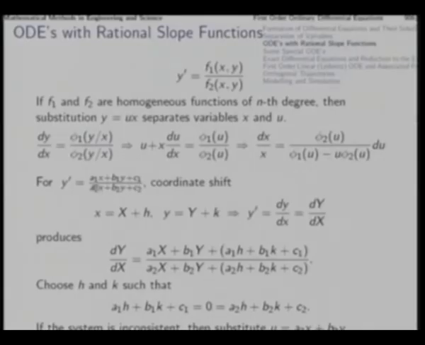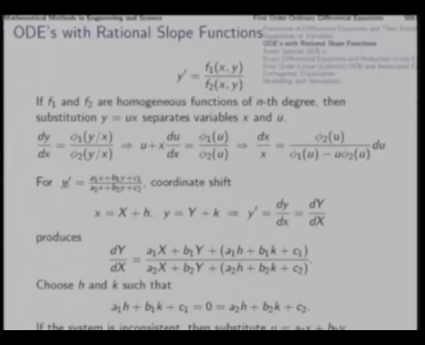Then we apply a coordinate shift, x as capital X plus h and y as capital Y plus k, and we choose h and k in such a manner that in terms of capital X and capital Y, the C1 and C2 terms, the constant terms, vanish. Since this is just a coordinate shift, only shift, no scaling etc. involved, therefore y prime, which is dy by dx, from here you will get dy as d capital Y, from here you will get dx as d capital X. So, the derivative remains the same.